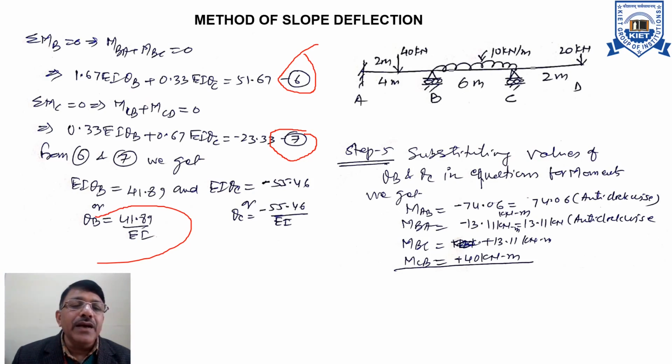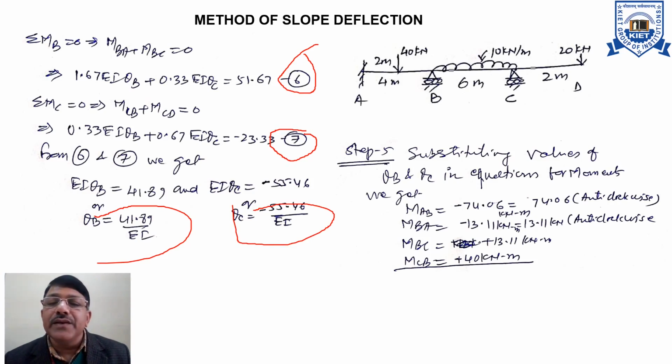Alright, theta B here and theta C here. Now, if I place the values of theta B and theta C in the equations for the moments, that is MAB, MBA, MBC and MCB, I will find the answer. Notice one thing very carefully. At joint B, you should get the value of moment MBA exactly the same as and opposite to the value of moment at B in the part BC. That is, MBA should be equal to MBC from the solution. You can notice it very carefully.